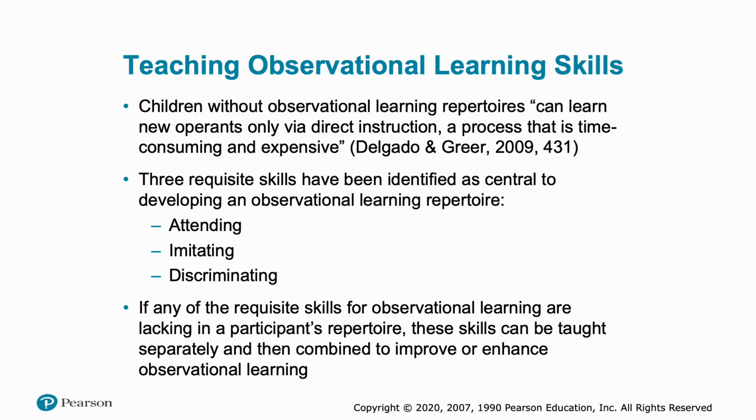There are three requisite skills that have been identified in order for a person to be able to develop this observational learning repertoire. And this is that the person must be able to attend, they must be able to imitate, and they must be able to discriminate. So if a learner does not have any of these requisite skills, we can go ahead and we can teach these particular skills in order for them to benefit from this skill of observational learning.